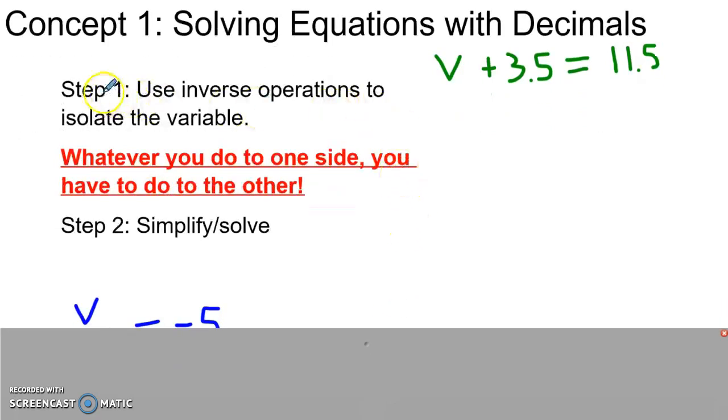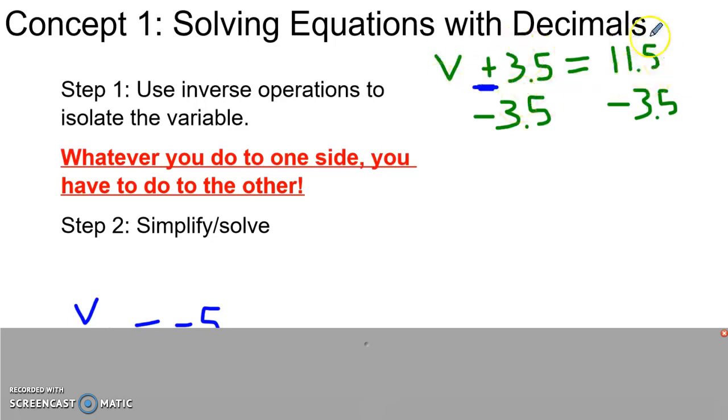Our first step is to use inverse operations to isolate the variable. We're going to look at whatever operation is next to our variable. In this case we have addition. Since we have addition, we're going to use subtraction to get rid of this 3.5. So I'm going to subtract 3.5 from both sides of the equation.